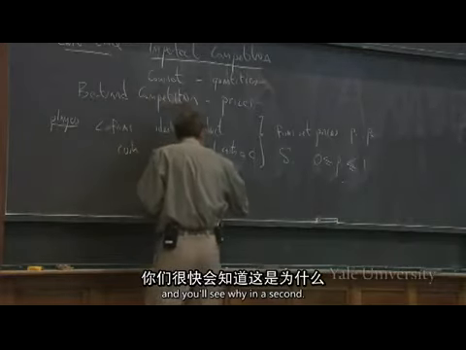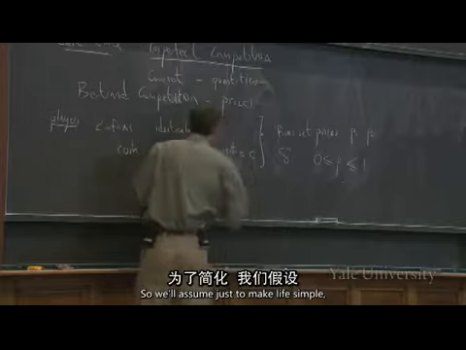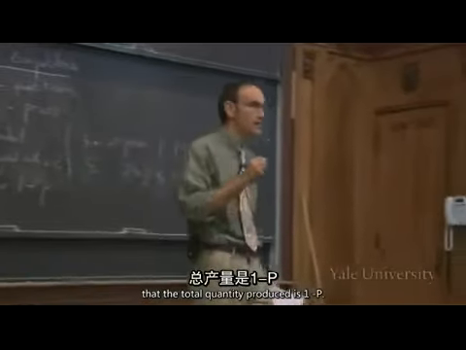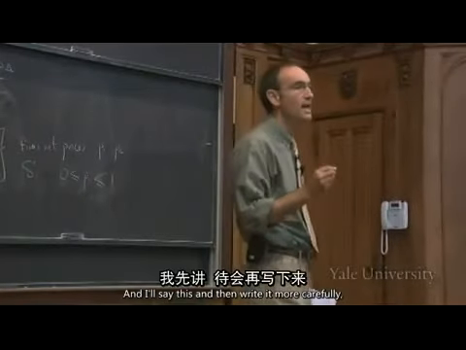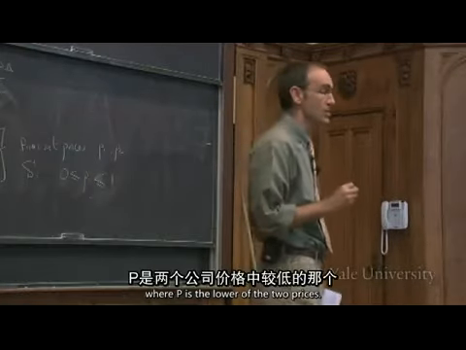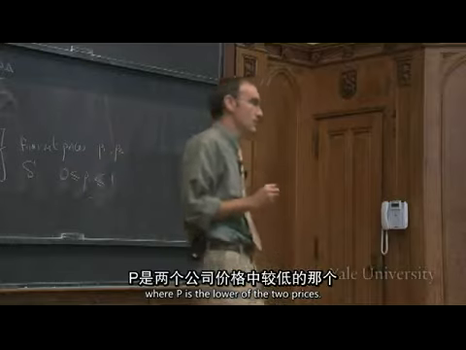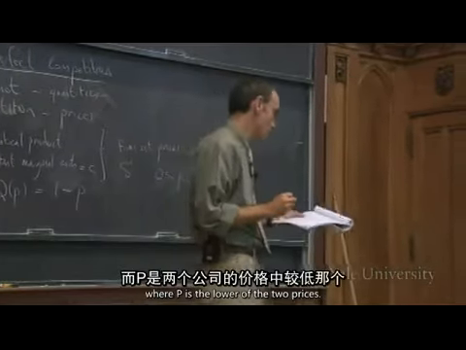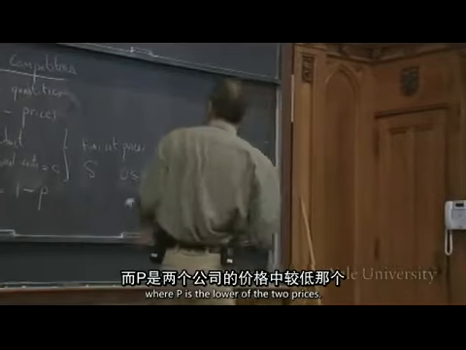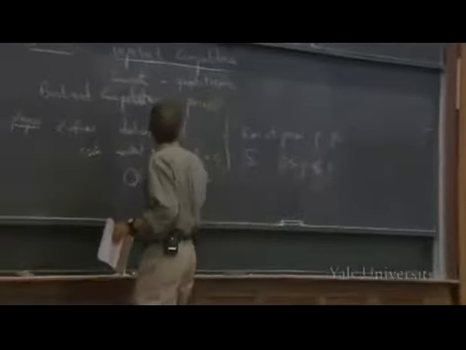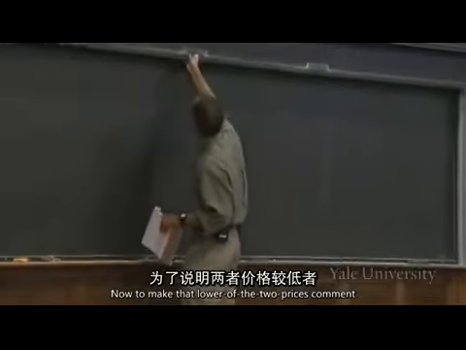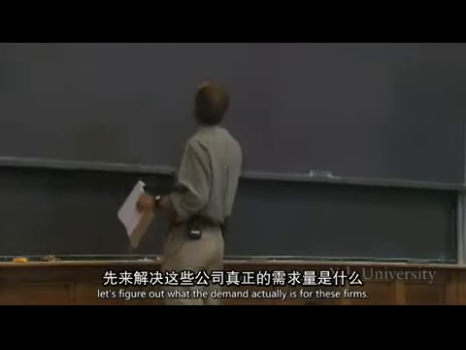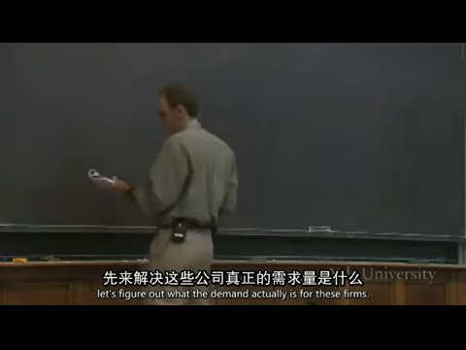So we'll assume, just to make life simple, that the total quantity produced is 1 minus P. And I'll say this and then write it more carefully, where P is the lower of the two prices. All right? So the total quantity demanded is 1 minus P, where P is the lower of the two prices. Now, to make that lower-of-the-two-prices comment a little bit more rigorous, let's figure out what the demand actually is for these firms.